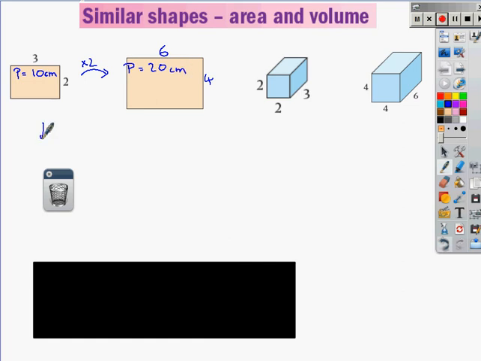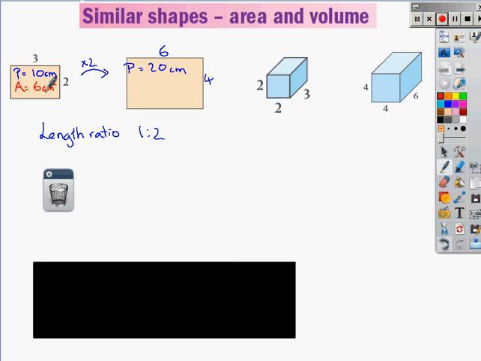So we say that our length ratio is 1 to 2, which is confirmed by this doubling of lengths here. We times everything by 2 and our length ratio goes up by 2 as well. But what about our area? Well, the area of this is 3 times 2, so we get 6 centimetres squared.